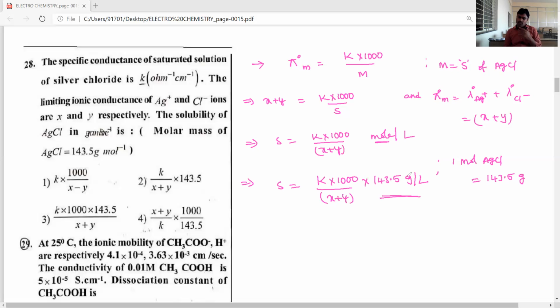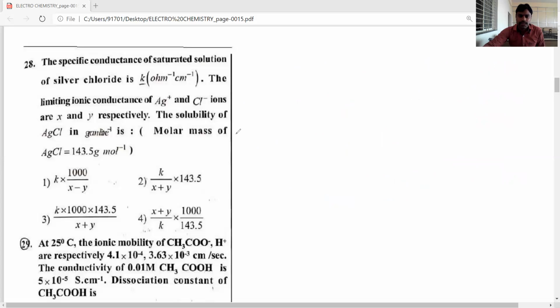So this is the solubility expression in terms of molar conductance as well as specific conductance. Molarity is nothing but the solubility of a solute present in the given solution. In terms of equivalent conductance, molar conductance and specific conductance, this is the relation between the solubility and the molar conductance and specific conductance. S is equal to K into 1000 into 143.5 by X plus Y, or the molar conductance of silver chloride, in gram per liter. Okay, students, let's go for the next question.